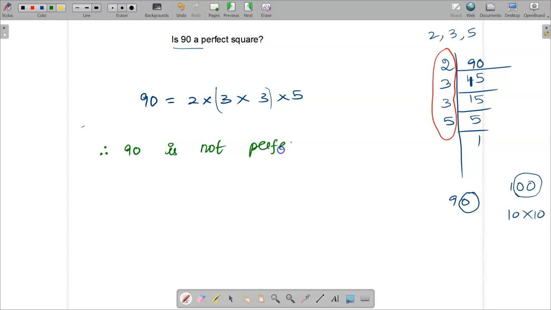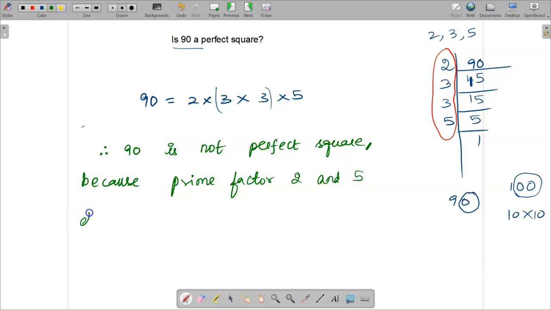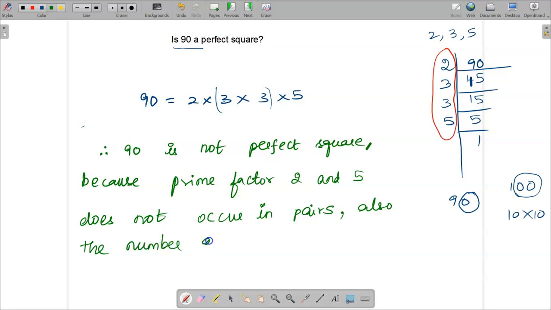So from the two points of view, therefore what I can write: the number 90 is not a perfect square because the prime factors 2 and 5 do not occur in pairs. Also, the number 90 has only one 0.